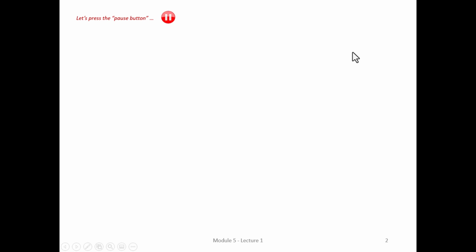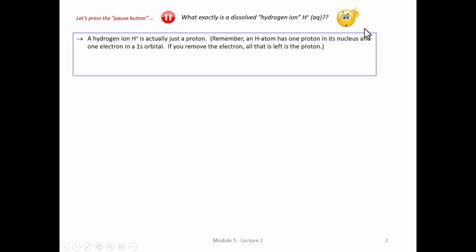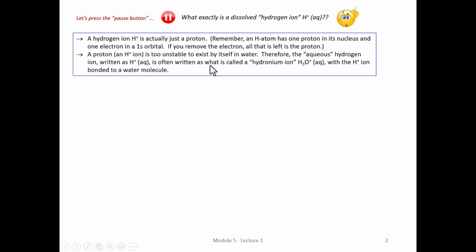Let's pause for a second and ask ourselves, what exactly is a dissolved hydrogen ion, H+ aqueous? Well, it's kind of a strange beast because if you think about it, a hydrogen ion is actually just a proton. Remember, a hydrogen atom has one proton in its nucleus and one electron in a 1s orbital around the nucleus. If you remove that electron, all that's left is a proton with a positive 1 charge. Well, a proton, not too surprisingly, might be a little too unstable to exist by itself in water.